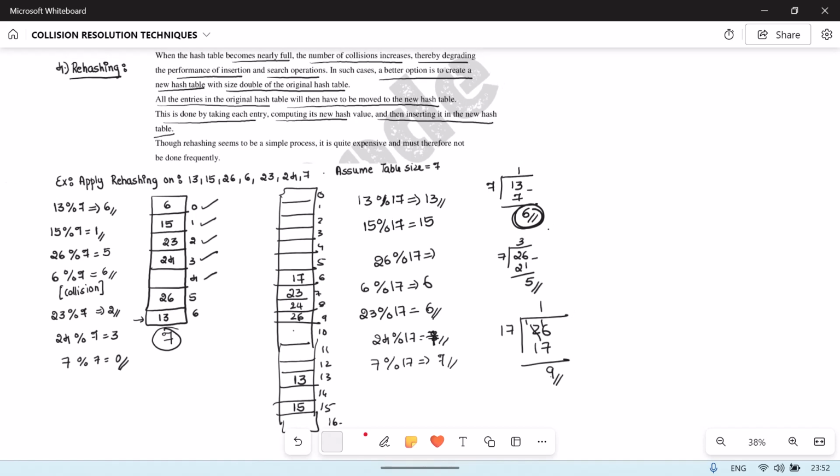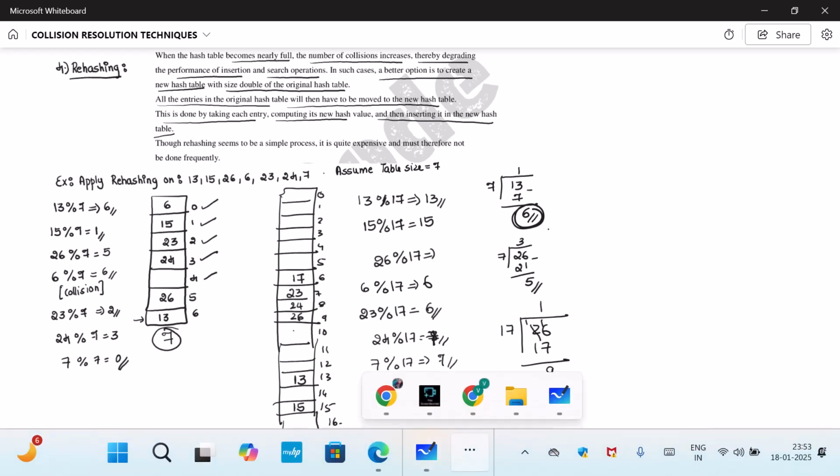So in rehashing, when the hash table is almost filled and you want to fill one more element into it, what you do is you double the size of the hash table and then do the rehashing on all the original elements and try to fit them into the table. If the collision occurs, then you follow the method of linear probing and find the next available location. Okay, this is the process of the fourth technique, that is rehashing.